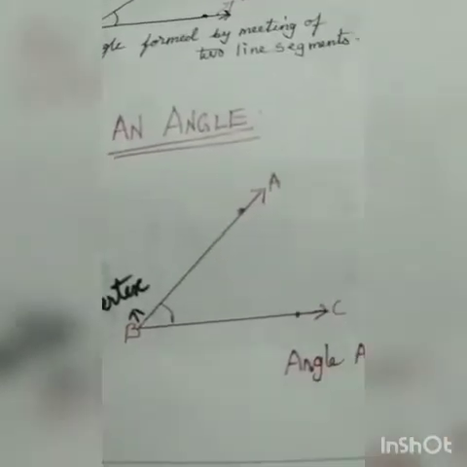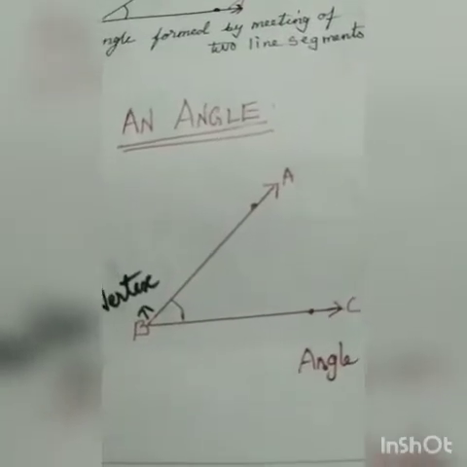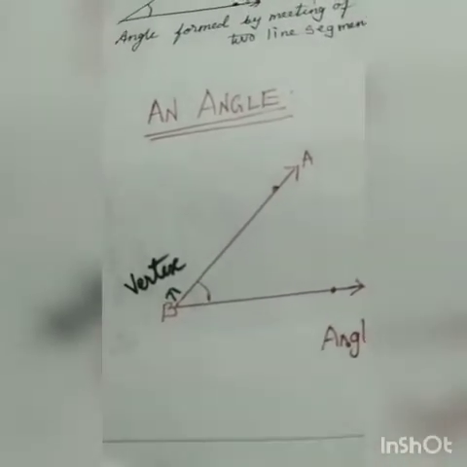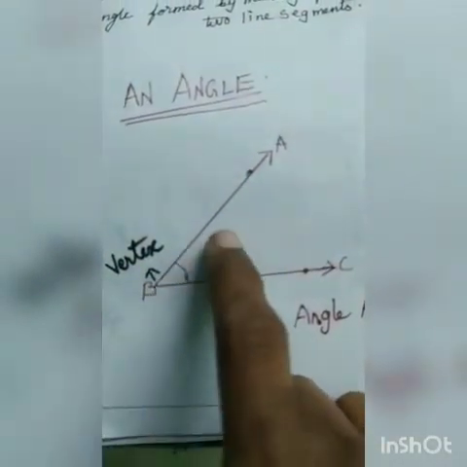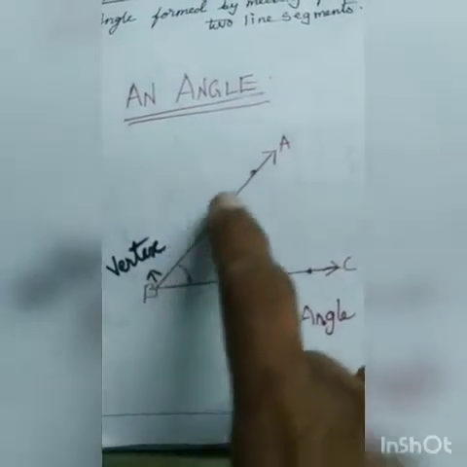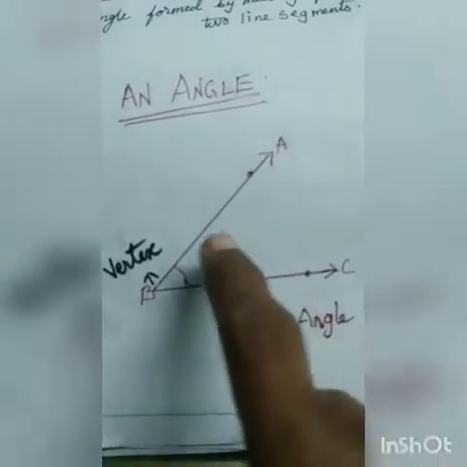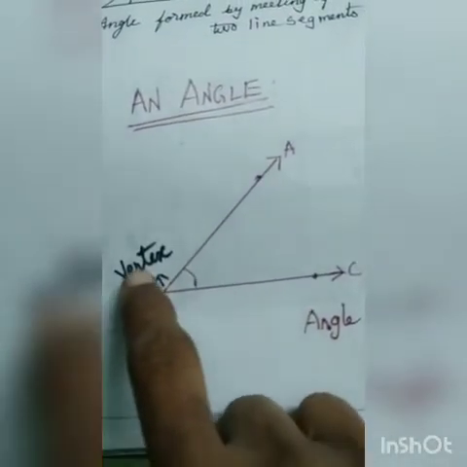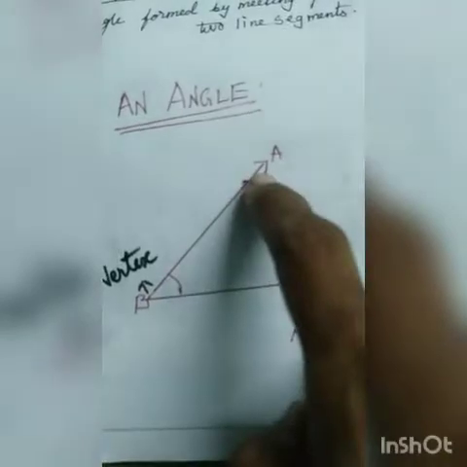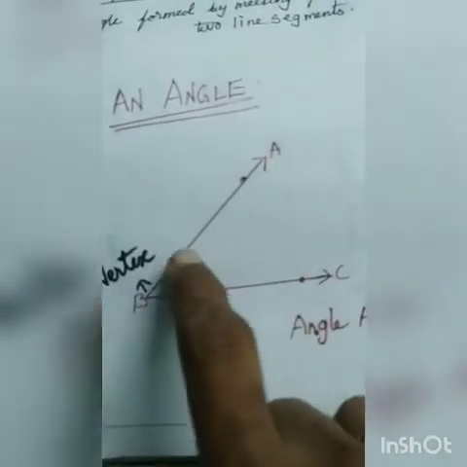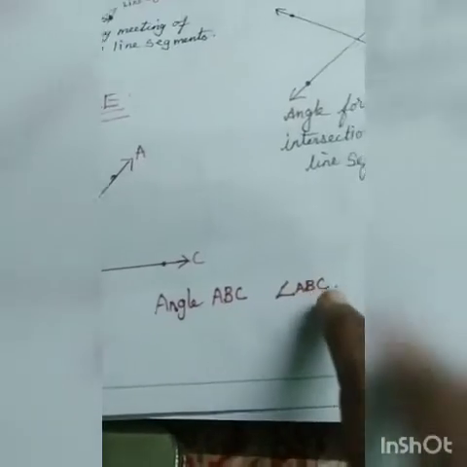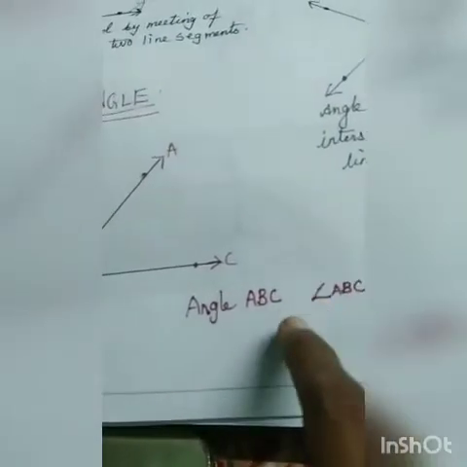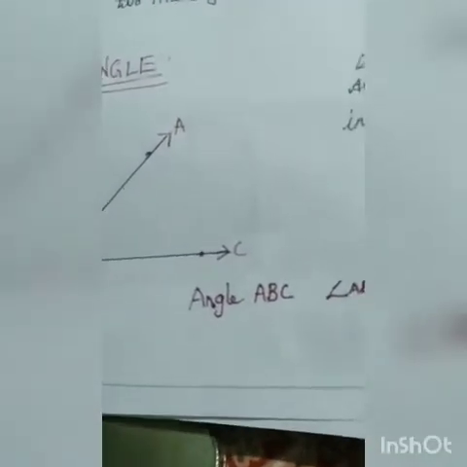How is the angle formed? One of the important things an angle has is a vertex. The vertex is the joining of two rays or line segments. Where two line segments join, that point is called the vertex. So there are two line segments, and this forms an angle. So angle ABC is written like that. You understand, children? This is the angle.